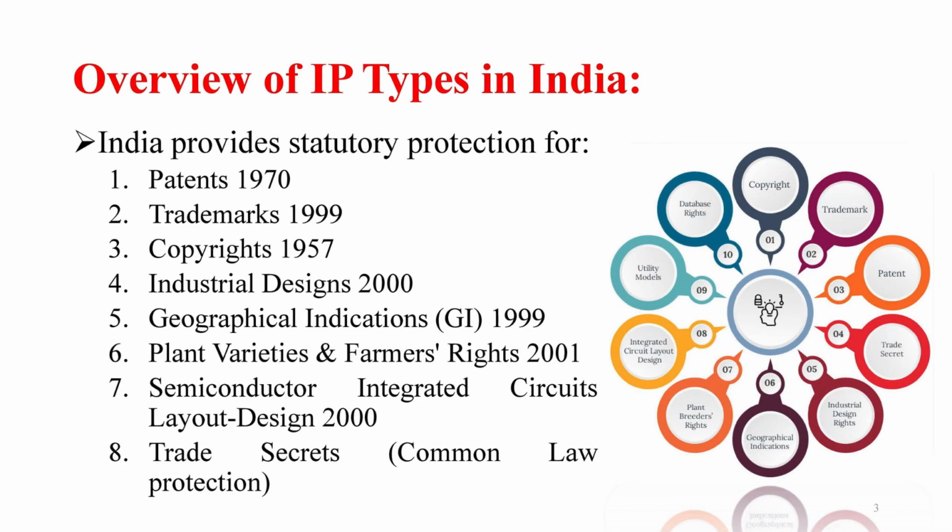Moving on to overview of IP types in India. India provides statutory protection for patents, 1970; trademarks, 1999; copyrights, 1957; industrial designs, 2000; geographical indications, GI, 1999; plant varieties and farmers' rights, 2001; semiconductor integrated circuits layout design, 2000; trade secrets, common law protection.